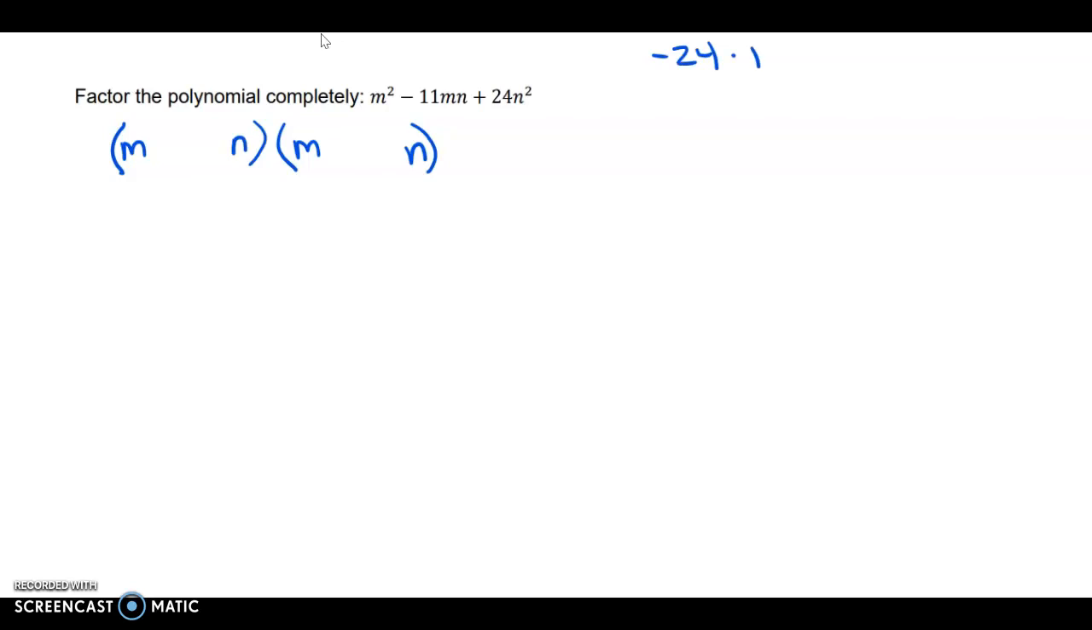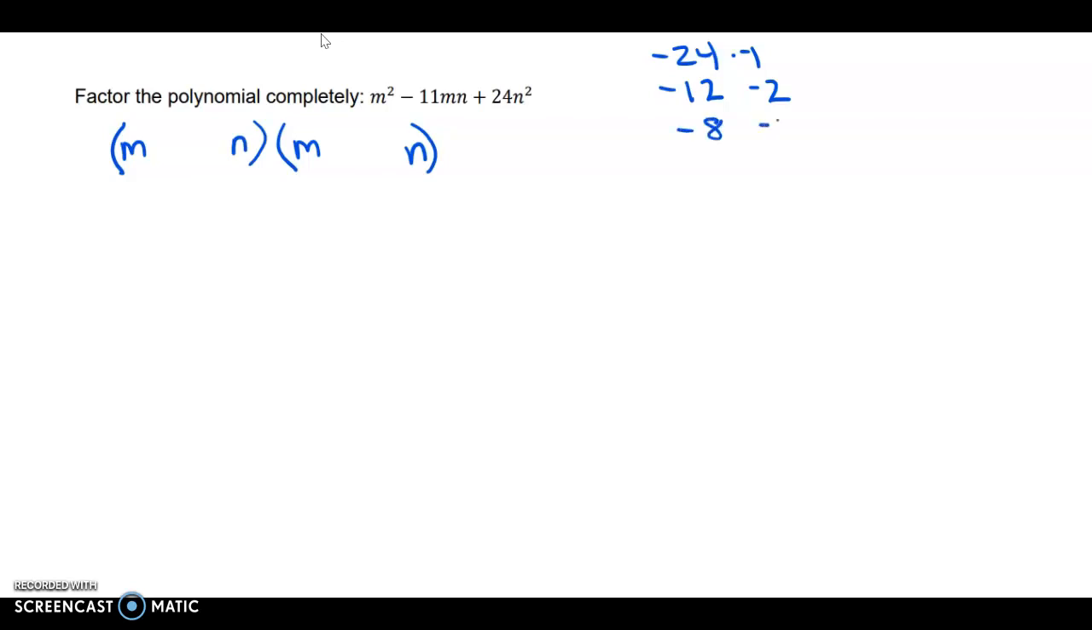Negative 24 times negative 1. Nope, that will not add up to negative 11. Negative 12 times negative 2. Nope, that will not add up to negative 11. So we can see it multiplies to 24, but let's look.